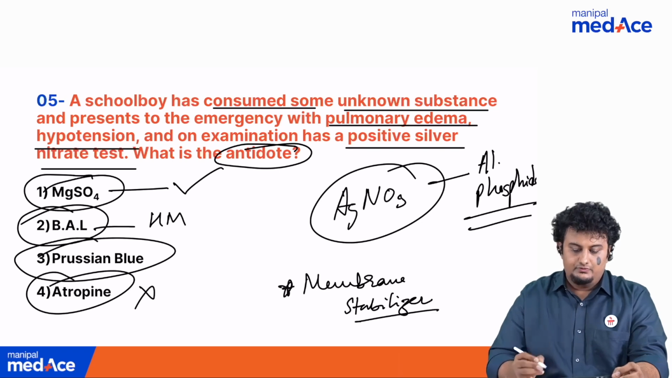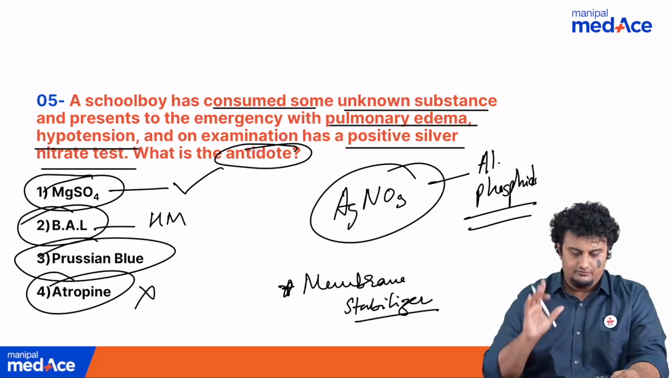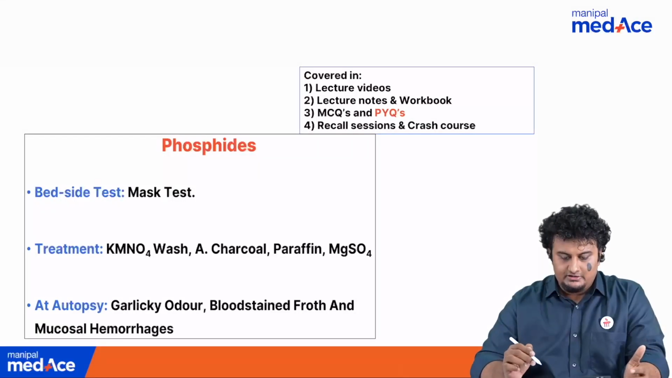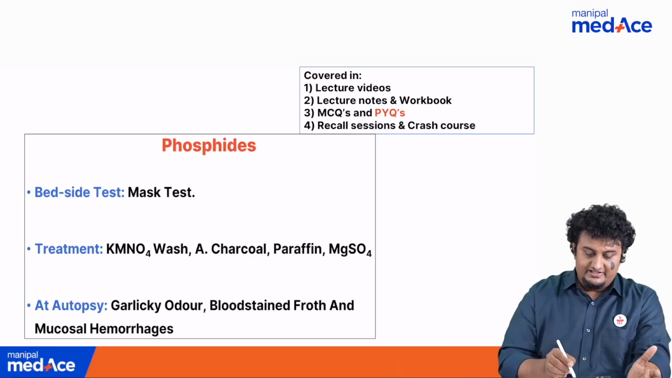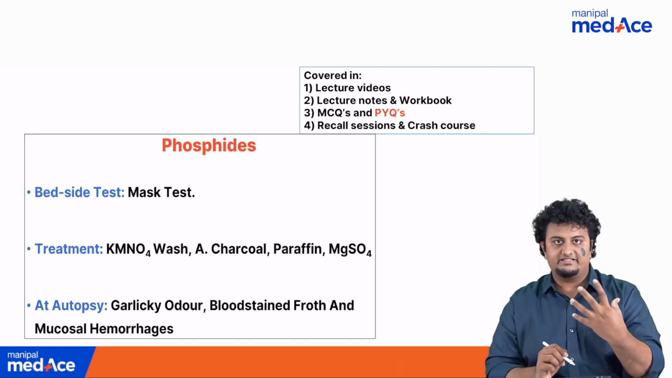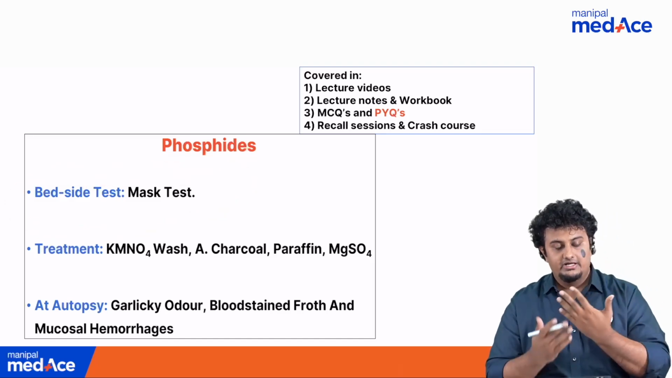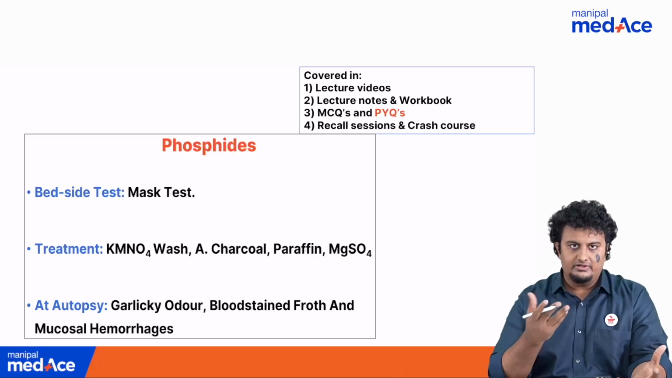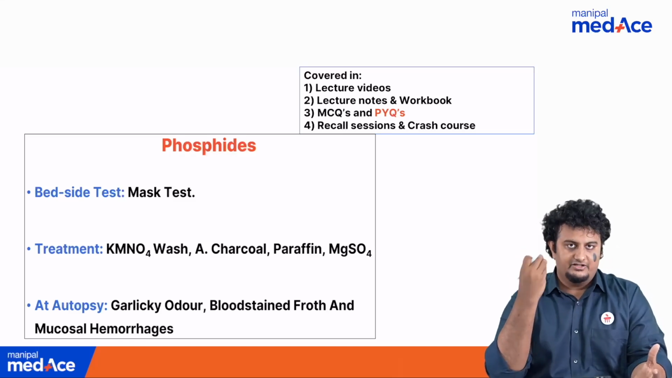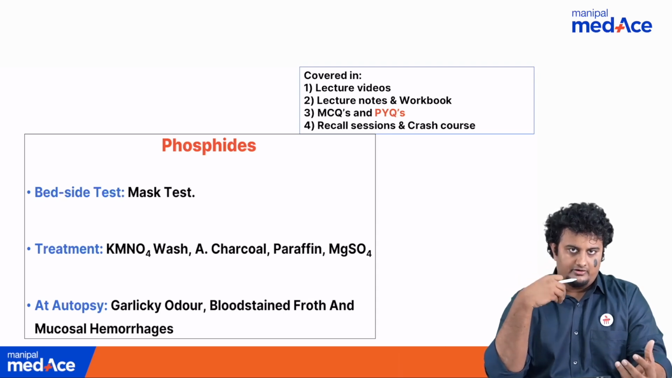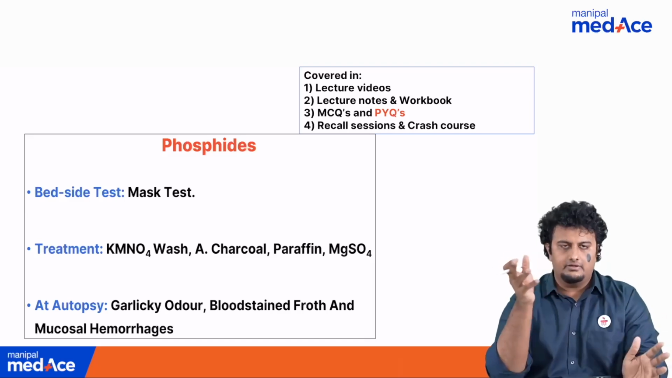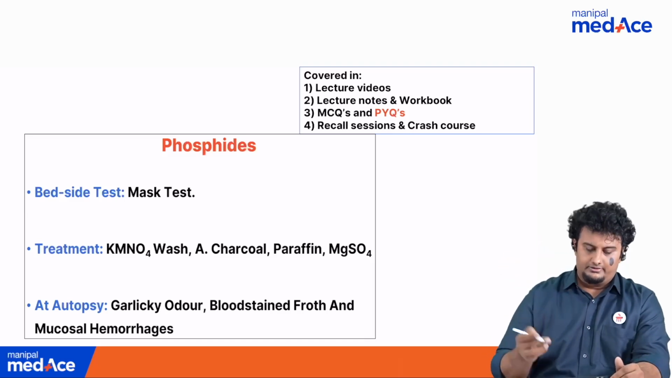Okay, so this would be the best answer, MgSO4. Now this was dealt with in class, right? Many students did thank me for this, which is specifically that I told them about this bedside test called a mask test or a filter paper test, in which the mask is impregnated with silver nitrate, and then when you breathe into it, the phosphine gas that is produced by the aluminum phosphide hitting saliva or gastric secretions is liberated. That phosphine gas, when it touches the silver nitrate, you'll get a black color, right?